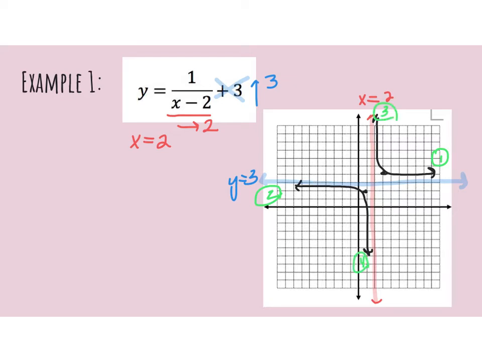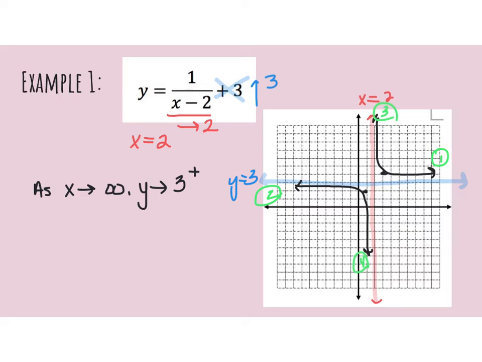Therefore, each of our statements has to be about those 4 arrows. So I'm going to start with statement 1. As x approaches positive infinity, that means we're going all the way to the right, y is approaching 3, and I'm going to put a little plus up here showing that it's approaching from the top.